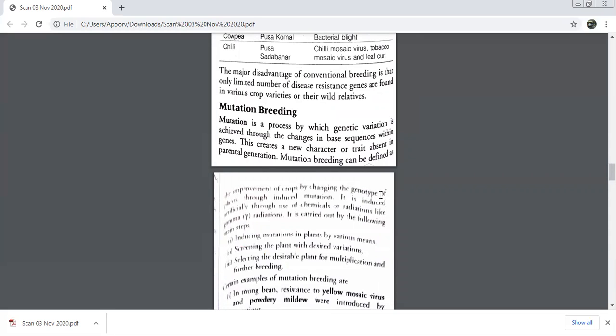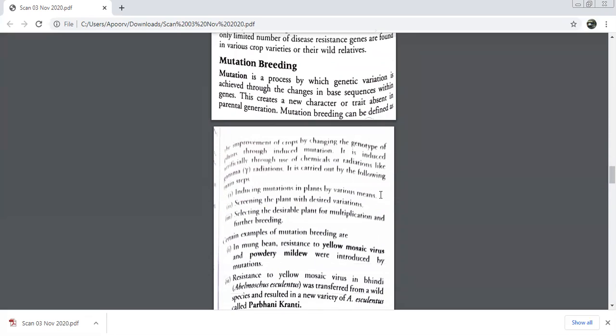What is mutation? It is a process by which genetic variation is achieved through changes in the base sequence in the gene. Some changes are made in the genes and you get a new variety. This is what we call mutation. So we get a new character in the progeny which was absent in the parent generation. This is mutation breeding. How do we do this?